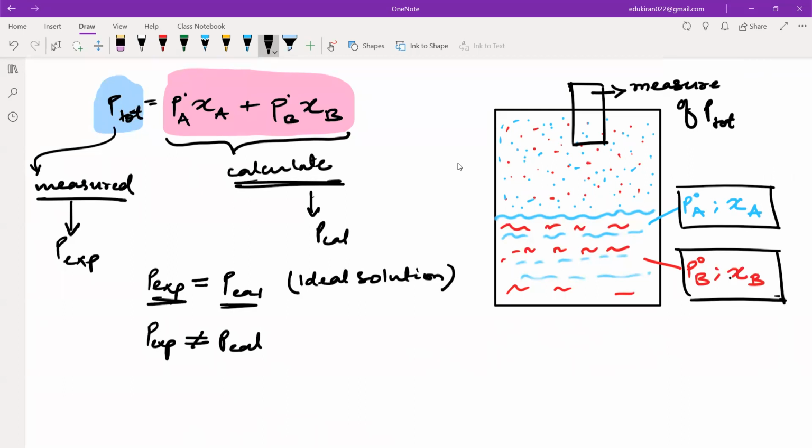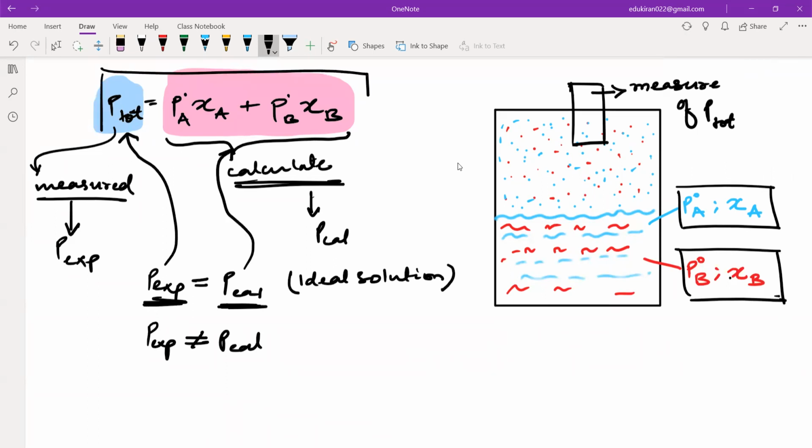And an ideal solution gives P experimental equal to P calculated. What is P experimental? That is the LHS. What is P calculated? It is the RHS. That means it is following Raoult's law. Now, when you read the statement for the first time, what is an ideal solution? An ideal solution is a solution that obeys Raoult's law.